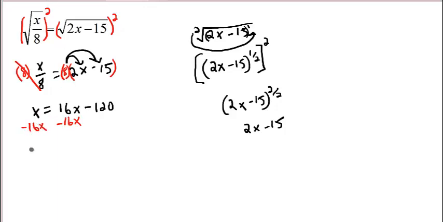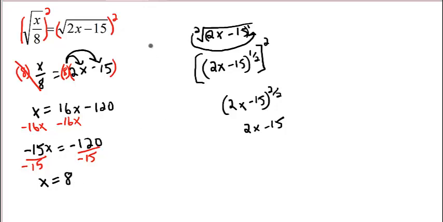That means we're left with negative 15x equaling negative 120, and then we want to divide both sides by negative 15. So then I'm left with x equaling a positive 8.